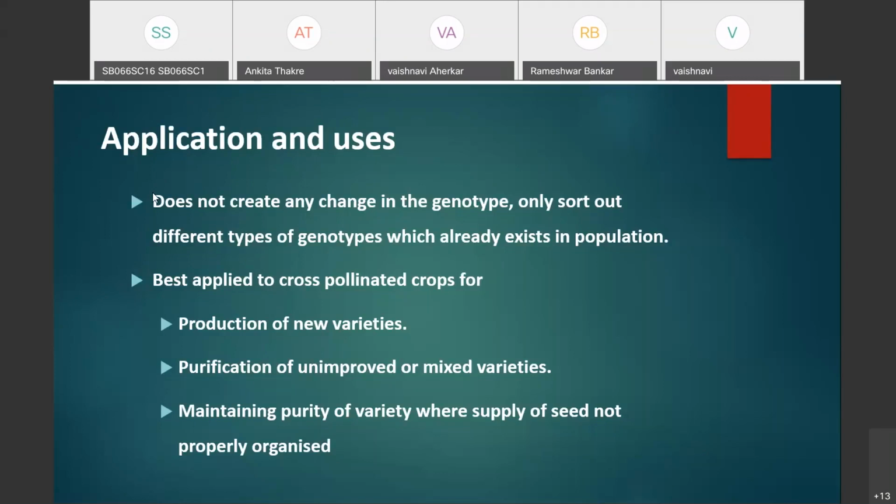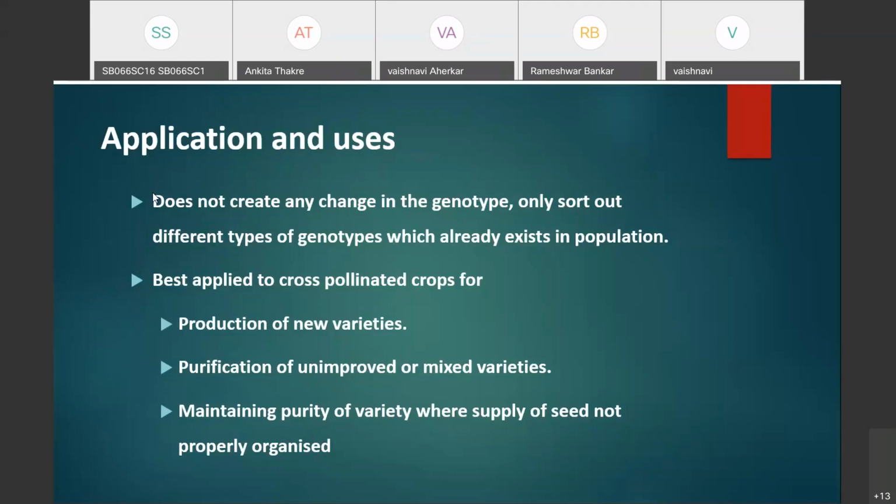Okay, that is the most important thing while studying the mass selection. It does not create any change in the genotype. It only sorts out different types of genotypes which already exist in the population.